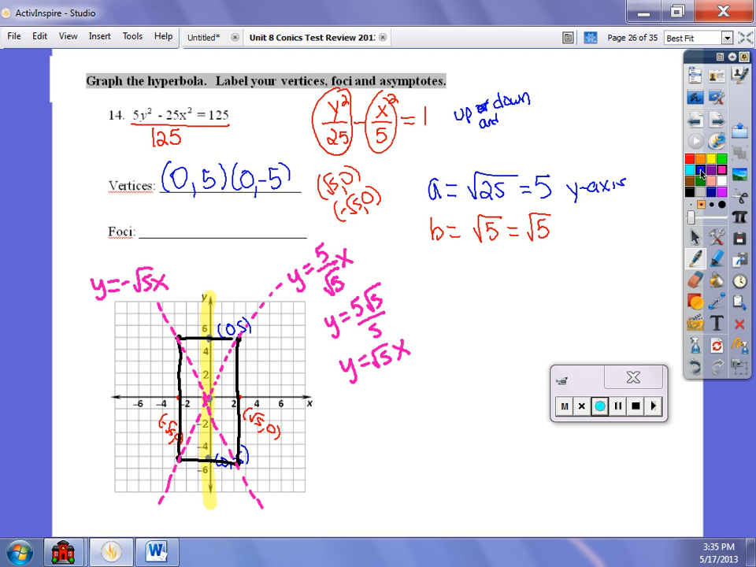Alright, so now I'm going to actually make my curve. My curve has to go up and down. So I'm going to go up this way, surrounding my asymptote, and down this way, surrounding my asymptote.